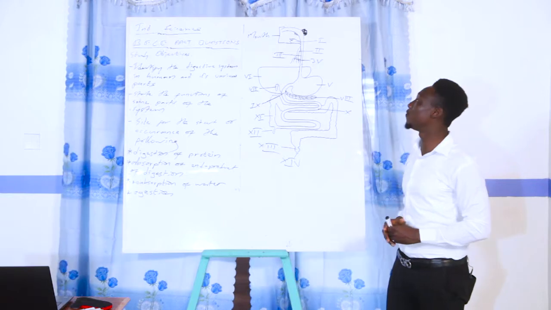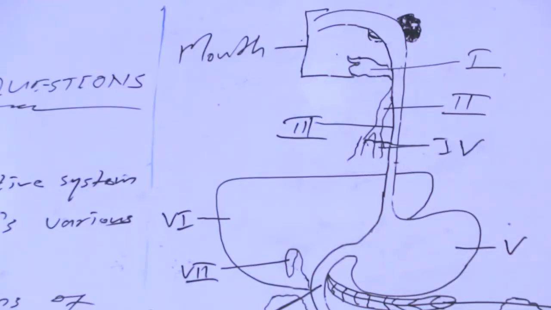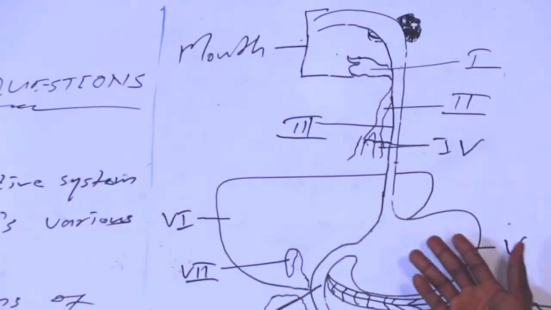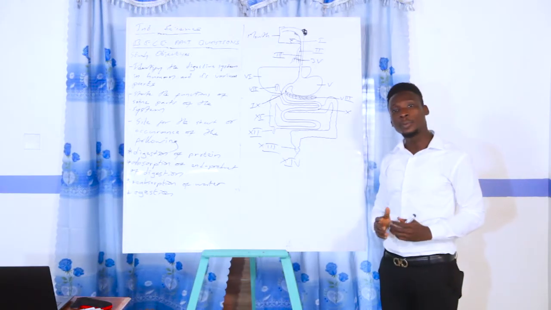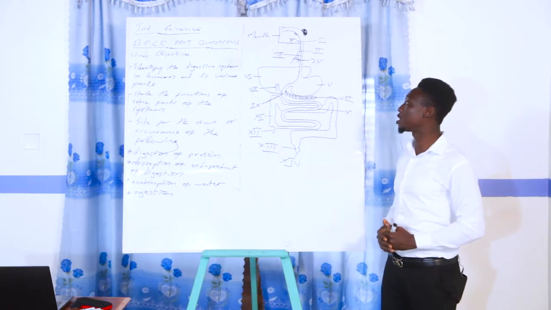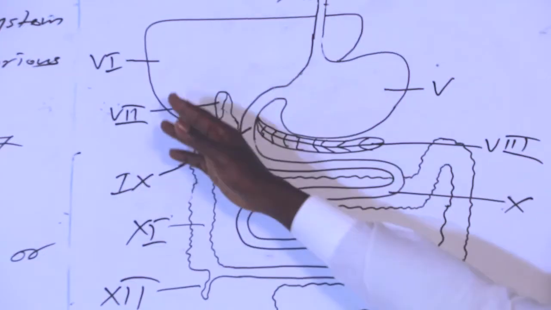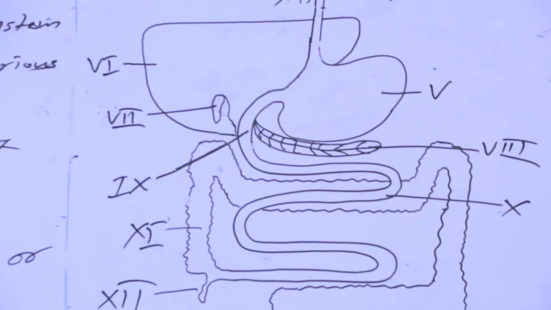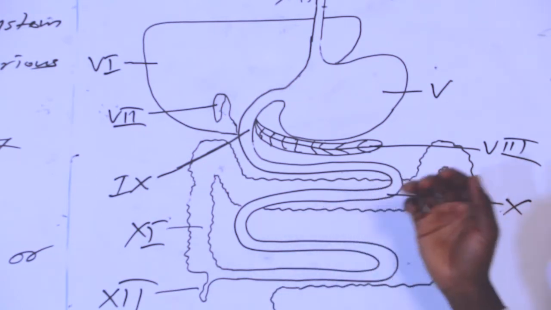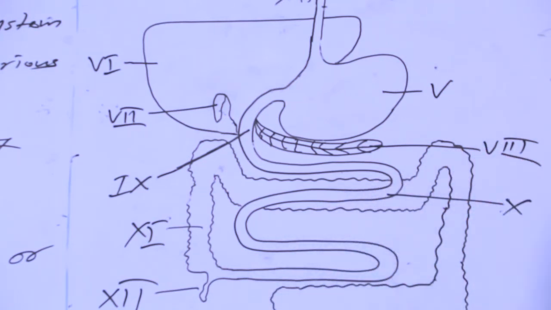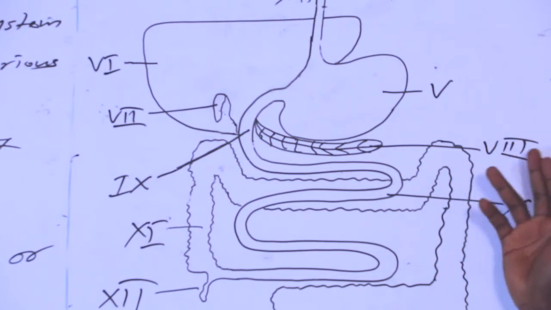Then we come to V. V is the stomach, okay? That is the stomach. V is the stomach. I believe as you are listening, you are putting things down. You are putting information down. Then VI is identified as liver. Then VII as the gallbladder, okay? Then VIII as the pancreas, or what we can call, term, or refer to as pancreas, okay?